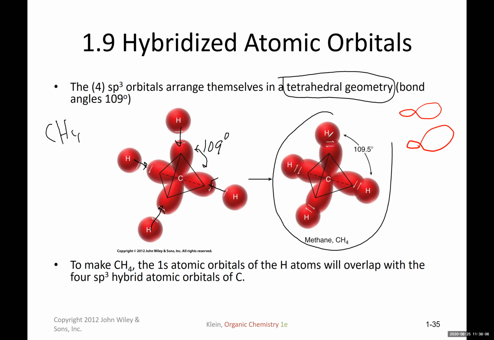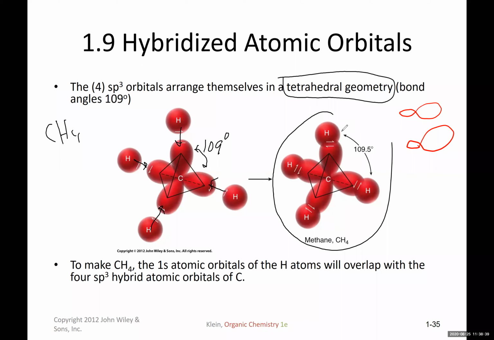Professor, yeah, please. Why do we have 109 degrees and 109.5 degrees? Is there a mistake? No, good question. The actual angle in methane is 109.5, but I got lazy there. I rounded it off to 109, but technically the tetrahedral angle, when it's symmetrical like this, is 109.5. Thank you, sir. Thank you for the question.